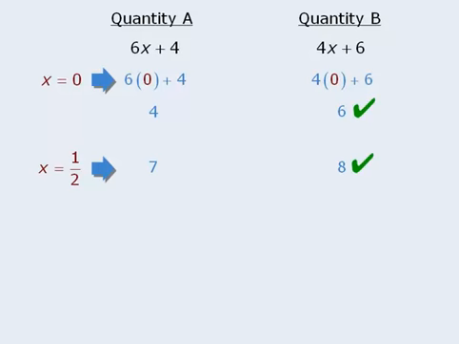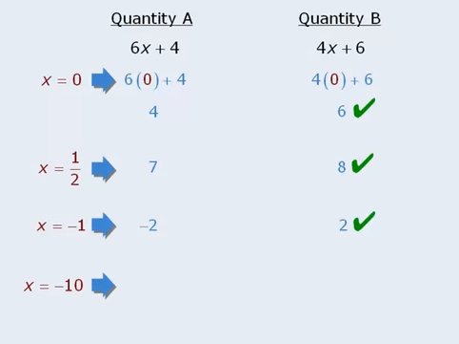What if we try plugging in negative 1? If x equals negative 1, then the two quantities evaluate to be negative 2 and 2, in which case quantity B is still greater than quantity A. At this point, we might incorrectly conclude that quantity B will always be greater than quantity A for all values of x. So let's try another value of x. What about x equals negative 10?